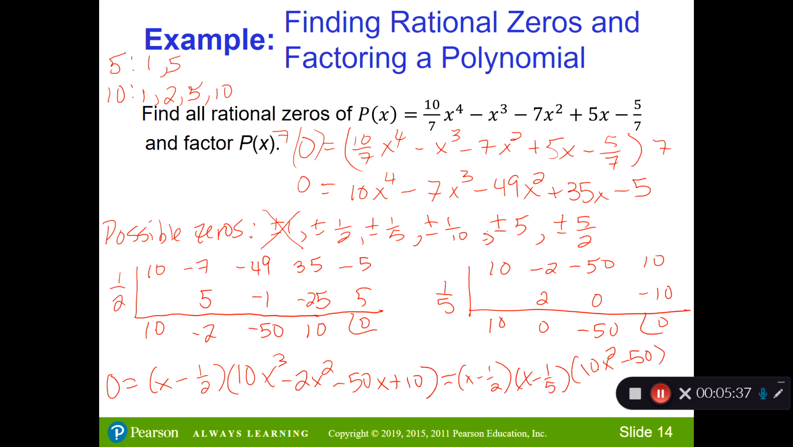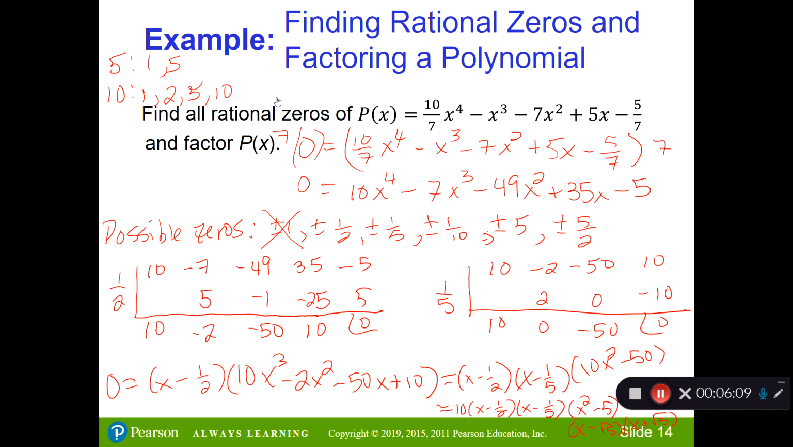Now notice I can factor a 10 out of this, so I'll pull the 10 out front, and I have 10 times x minus a half times x minus a fifth times x squared minus 5, since I pulled a 10 out. This is the difference of squares. x squared minus a squared factors into x minus a times x plus a. So I can factor this into x minus square root of 5 times x plus square root of 5.